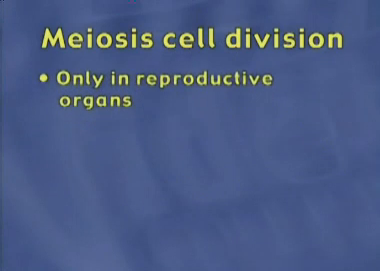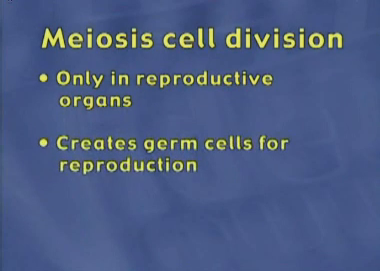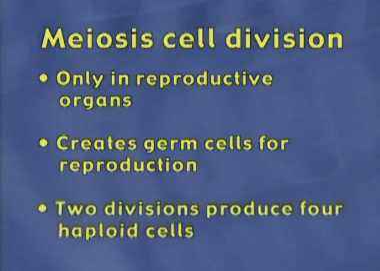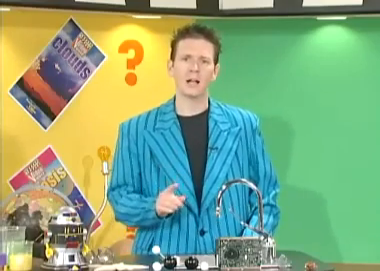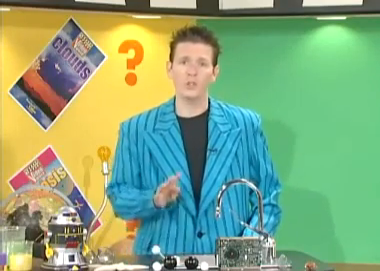Meiosis only takes place in the reproductive organs. The cells that meiosis creates are essential for the reproduction process. You see, meiosis is the division of cells to create a special kind of cell, a germ cell. Meiosis divides a diploid cell into 4 haploid cells by going through 2 divisions. So, from one somatic cell, the division produces 4 germ cells that can be used in reproduction.